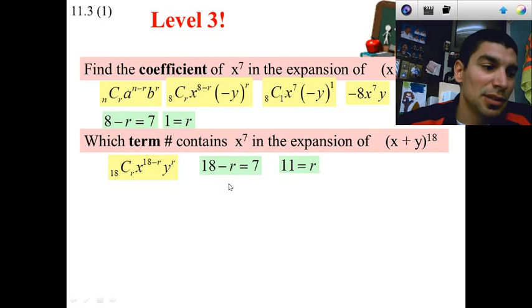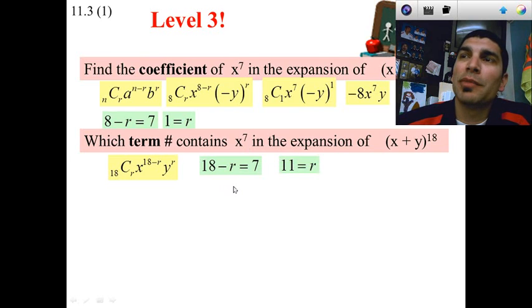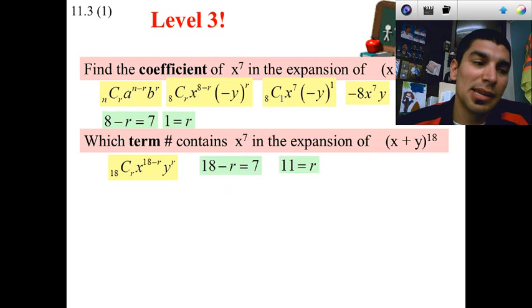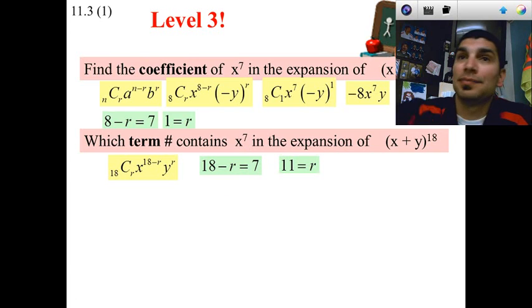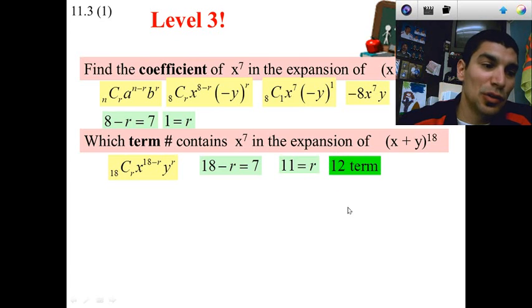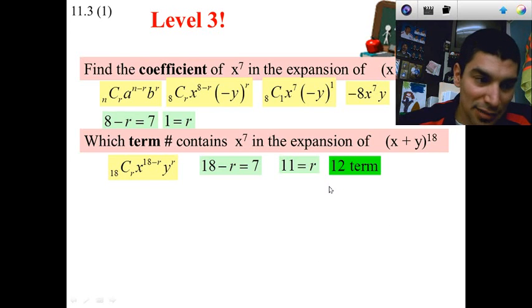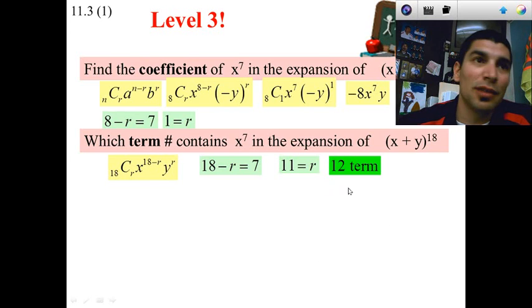Perfect. Is r the term number? No. R is what? No, R is defined in your notes as the term take away 1. So if R is the term take away 1, what does the term number have to be? 12. Those of you who said 12, wonderful. You are exactly right. You can even put R equals term minus 1. And you can figure out mathematically that this is 12. It's a free piece of cake.